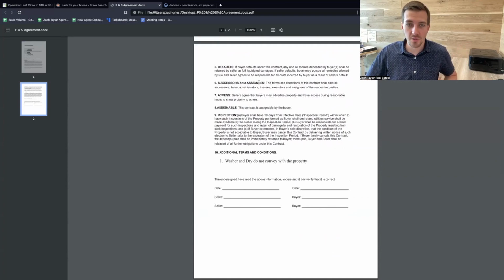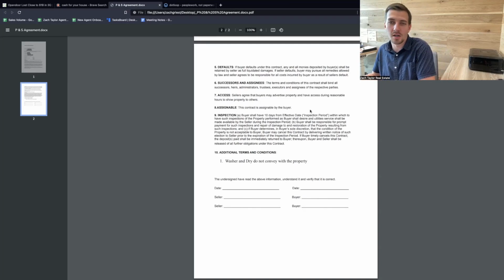It says assigns right here. The terms and conditions of this contract shall bind all successors, heirs, administrators, trustees, executors, and assignees of the respective parties. And then right here, again, assignable. This contract is assignable by buyer. So alarm bells went off for me that, hey, this might be a buyer or a wholesaler.